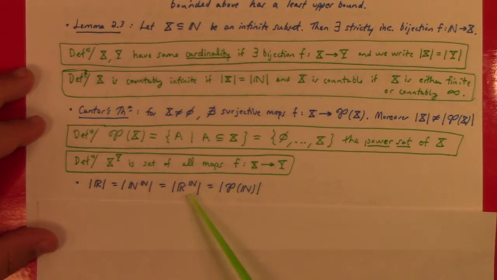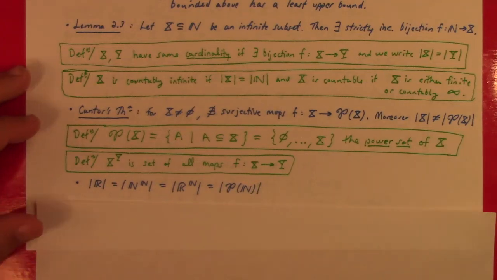And so I think this would actually be the set of real valued sequences. Is that right? No, wait a minute. No, other way around. Oops, sorry. And then this is the size of the power set of the natural numbers.